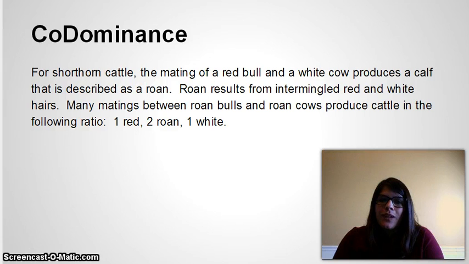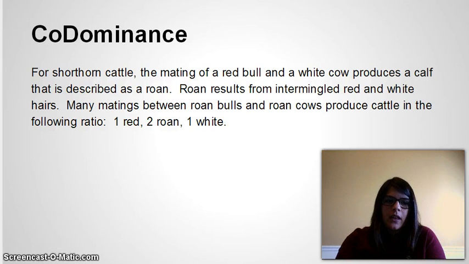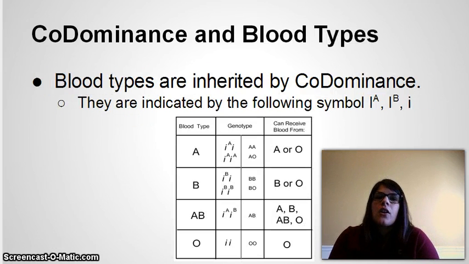Now, what I want you to do, go ahead and do this on the sheet that you're going to turn in. I want you to do a cross between two roan cattle, so a roan bull and a roan cow, and show me that you will get the 1 red, 2 roan, and 1 white ratio. Moving on, codominance is how we do our blood typing.